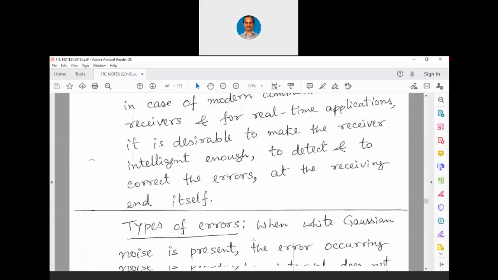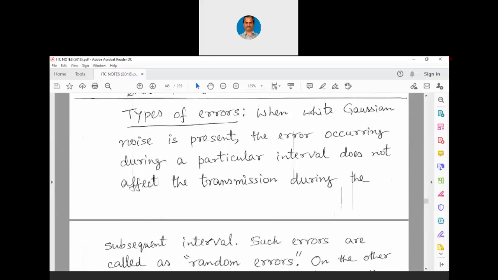Anyway, let me continue. Let us see the types of errors now. When white Gaussian noise is present, the error occurring during a particular interval does not affect the transmission during the subsequent interval. Just understand this. Such errors are called random errors.